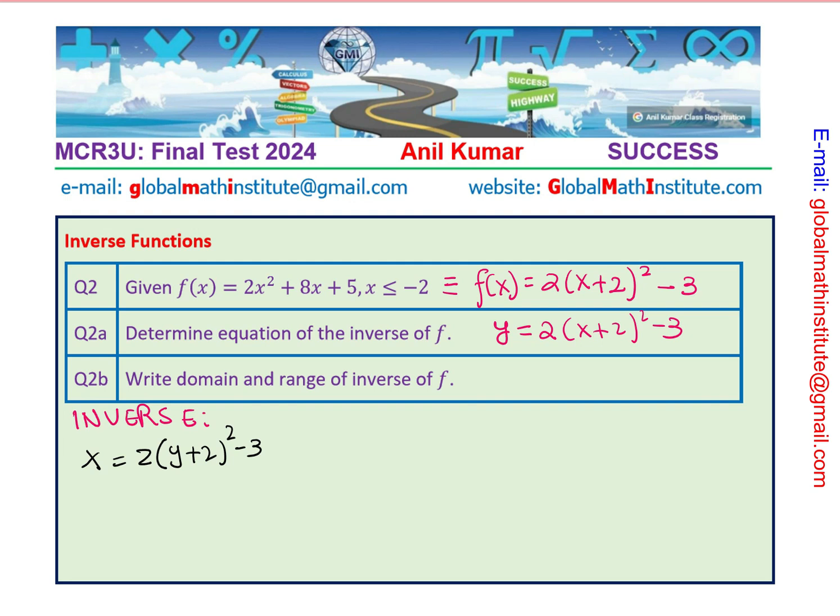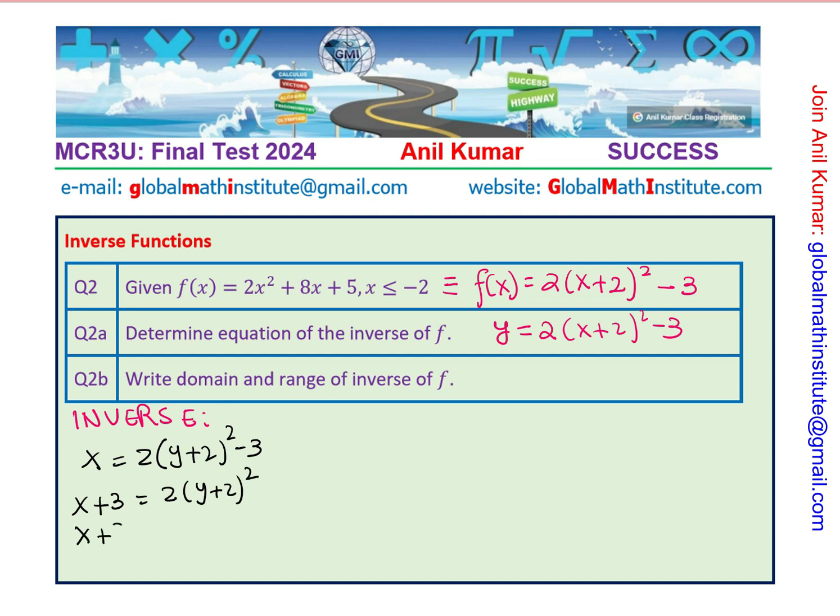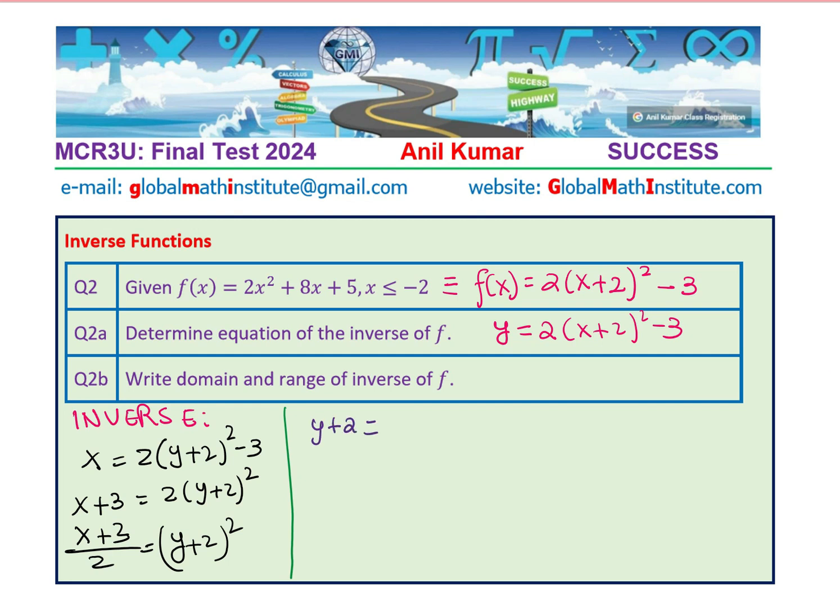Now we need to isolate y. So it becomes x plus 3 equals 2 times (y plus 2) whole square, or (x plus 3) divided by 2 equals (y plus 2) whole square. So from here we can write y plus 2 equals, we'll take the square root of both sides, square root of (x plus 3) over 2.